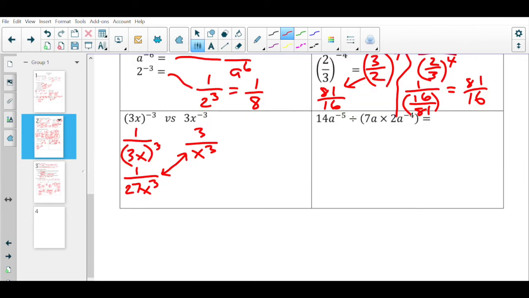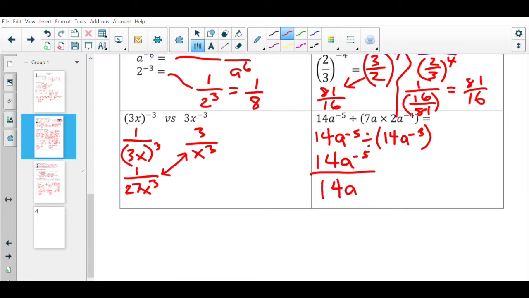14a to the negative fifth divided by, in the bracket, 7a times 2a to the negative fourth. So let's simplify what's in the brackets. That's 14a to the negative third. So 14a to the negative fifth divided by 14a to the negative third. I'm going to turn this into a fraction. When you're dividing, it's like doing a fraction like this, 14a to the negative third. It shouldn't look like magic, but that's what it is.